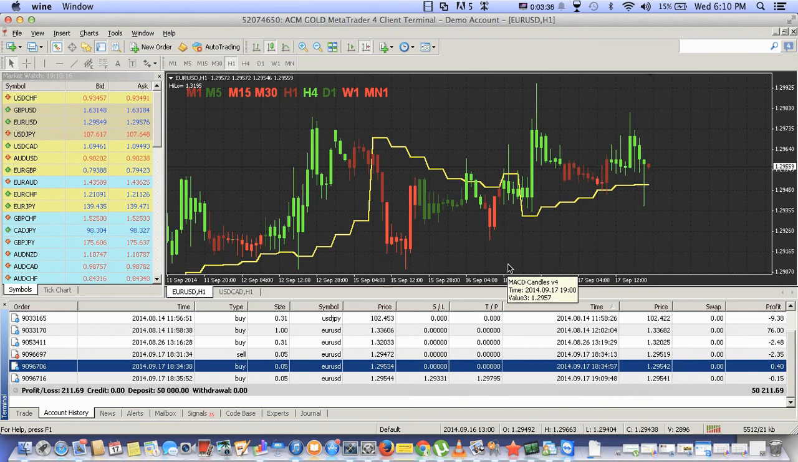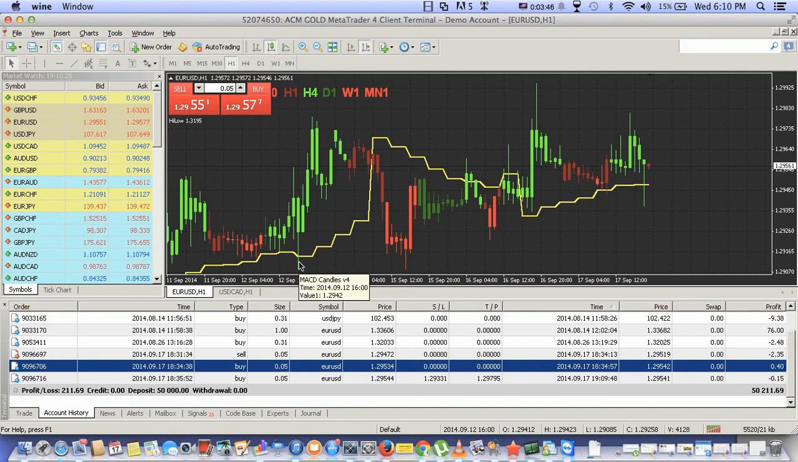Now, there is one thing I haven't actually touched on, and that's your volumes. If you click down here, you'll see where the sell and buy is. You'll see there's a small number in between. Now, that is the amount that you'll be trading. Now, just to give you a guide, you do not want to be trading more than 0.1 for every $1,000 that you have in your account.